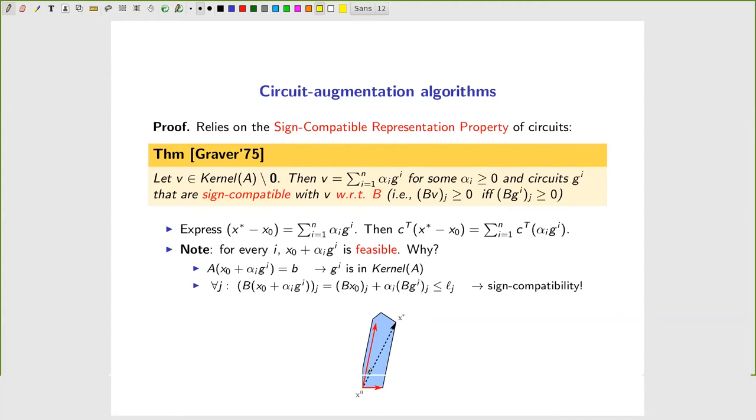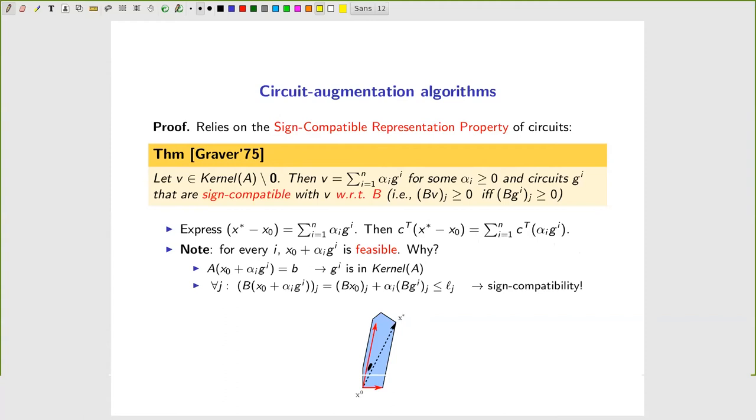So that's the crucial property that you can derive using the sign compatibility representation. Basically, the vector that brings you directly from X0 to X star can be expressed as a sum of at most n vectors, and all these vectors are inside your polytope. That is quite nice because it means that in terms of cost, at least one of them carries a portion of the cost of at least 1/n, with this factor, of the way to your optimal solution.